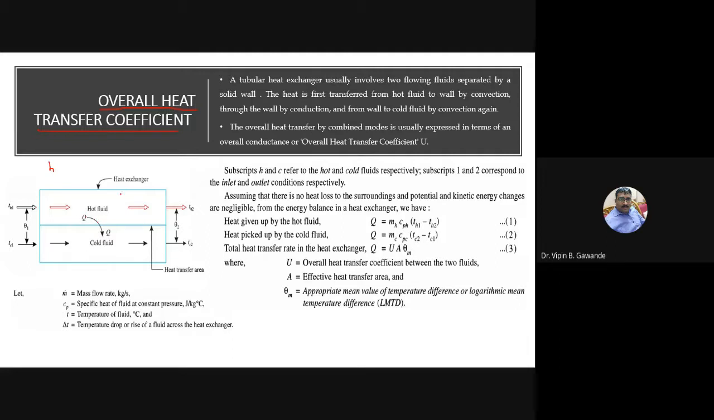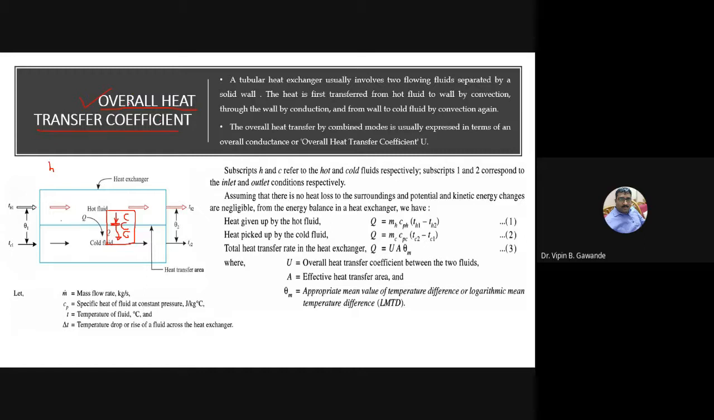First of all, the heat is transferred from the fluid to the wall. This is by means of convection. Now, in the wall, the heat is transferred through conduction. And then from the wall to the other fluid, it is transferred again by means of convection. So here this is convection, in the middle we have conduction, and afterwards again convection. So there are different modes of heat transfer. Instead of using separate heat transfer coefficients for each mode, we are using one combined heat transfer coefficient, which is called the overall heat transfer coefficient.